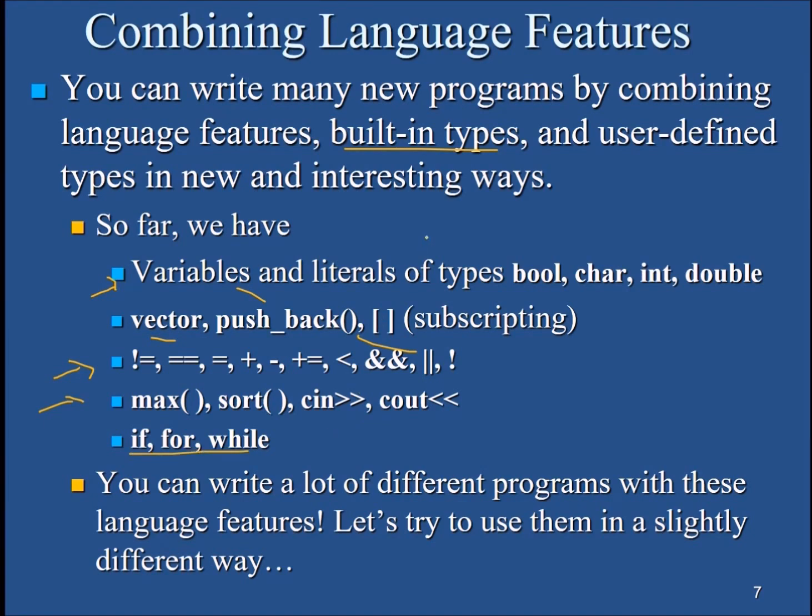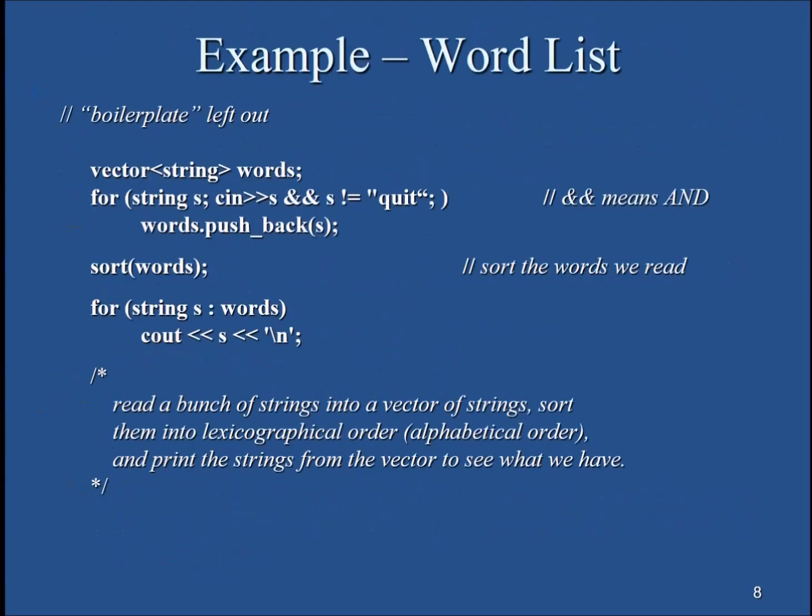Now we can also write a lot of different programs with these language features. So let's try them in some different way. This is an example of a word list. Boilerplate left out means int main, all these things we have not written. Here we have made a vector named words. Then we start with a string s. Then we enter cin, and also this is and sign, until s is not equal to quit. And we haven't written anything here.